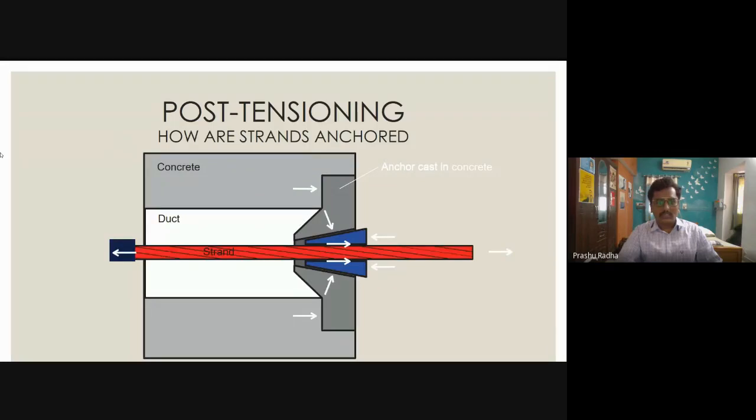Next. So this image represents how the actual thing looks. As you could see, the concrete, again, the white color thing, I told you, right? That was a duct. Then that is a strand. Then the anchor, on the right side, as you could see, is cast on the concrete. This is how a post-tension member would look.